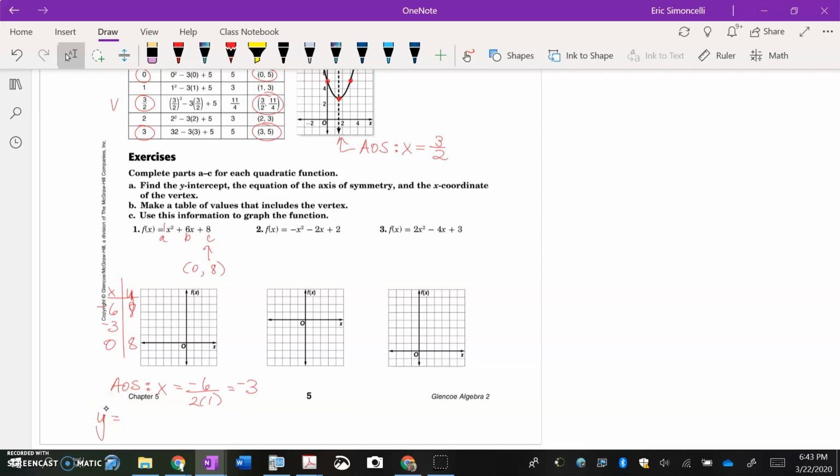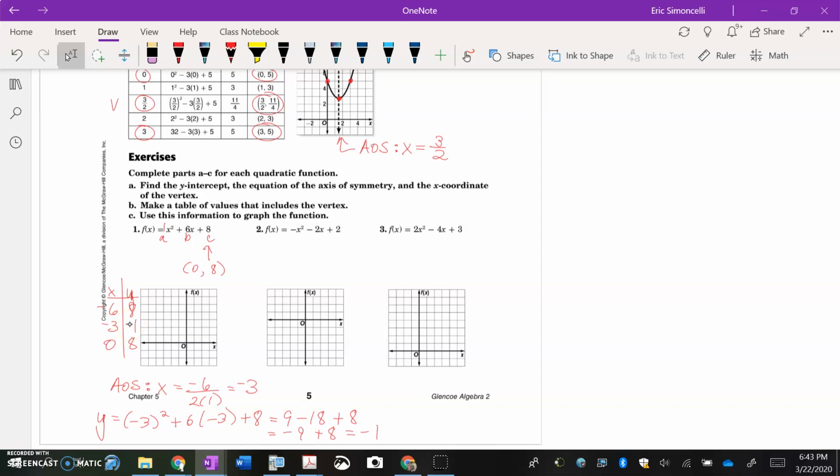We've got negative 3 quantity squared plus 6 times negative 3 plus 8. So if we do this math, we end up with 9 minus 18 plus 8. 9 minus 18, that of course is negative 9, plus 8, that's negative 1. So my vertex is negative 3, negative 1.